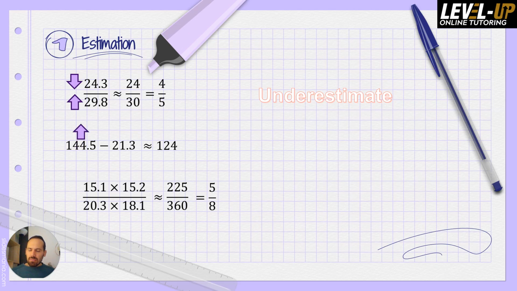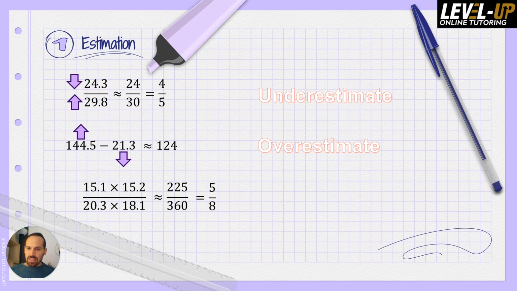Similarly, with this subtraction, you see we've made the 144.5 slightly bigger through rounding, and the 21.3 has been made slightly smaller through rounding. So you've got a number which we've made slightly bigger, and now we're subtracting a number that's been made slightly smaller. Because we're subtracting a slightly smaller number, that's going to make the overall value bigger because you're subtracting less. You're subtracting less from the first value, and so both of these make the overall calculation bigger, and so this is going to be an overestimate. The true value will be slightly less.